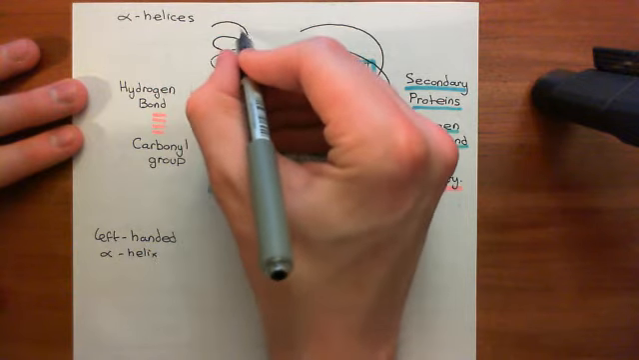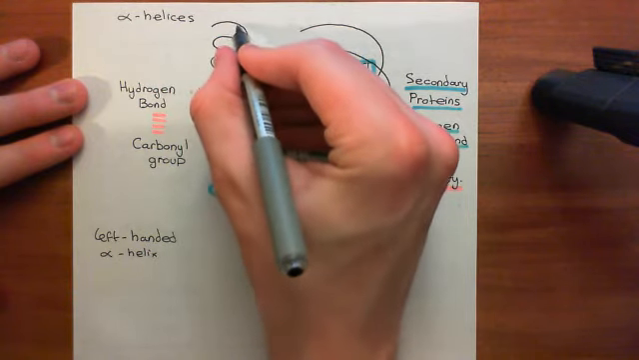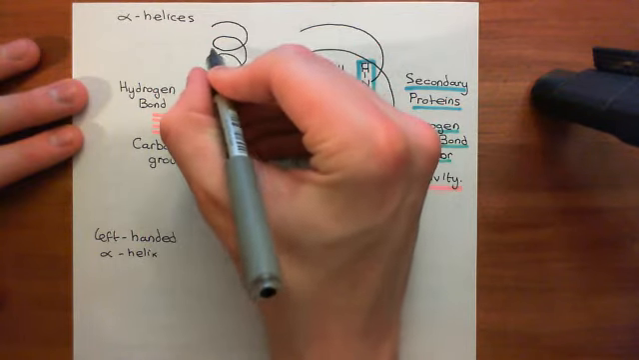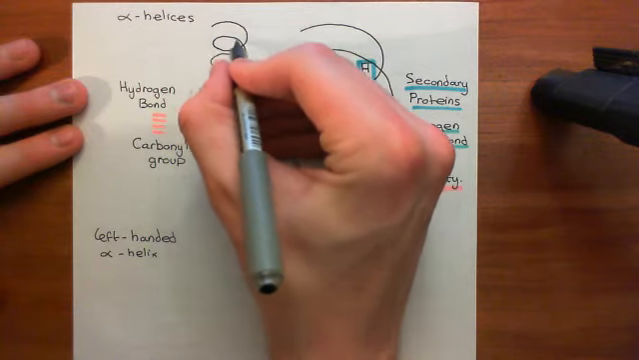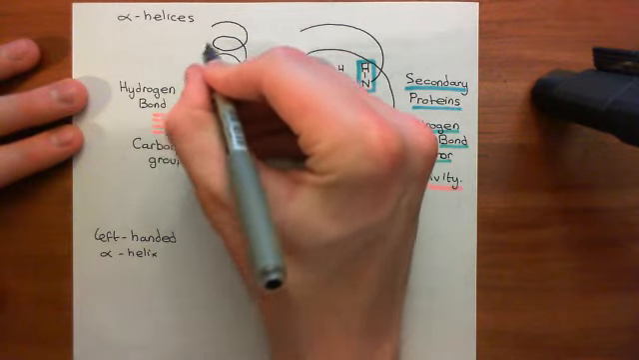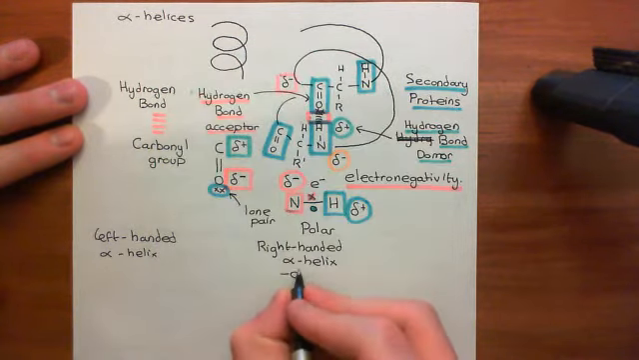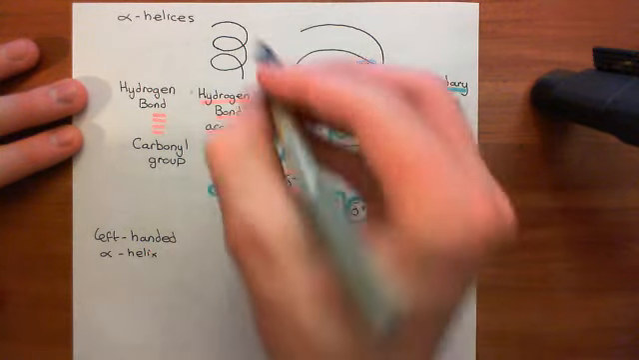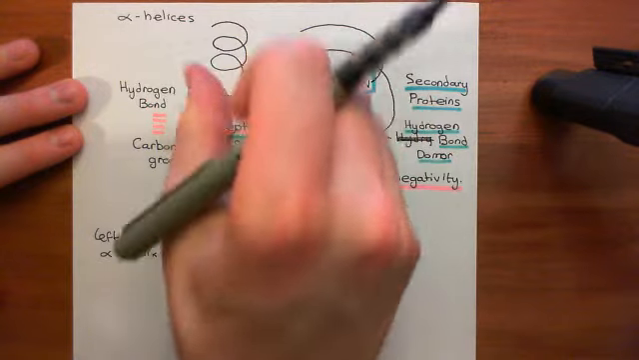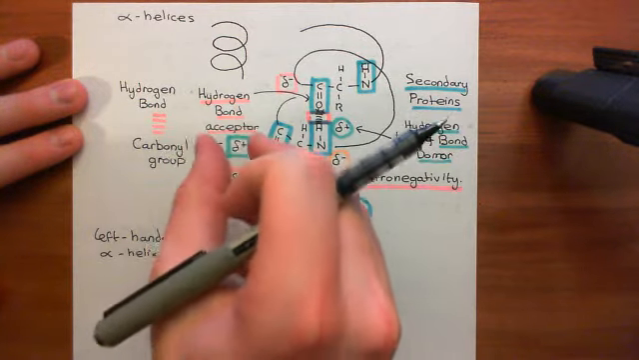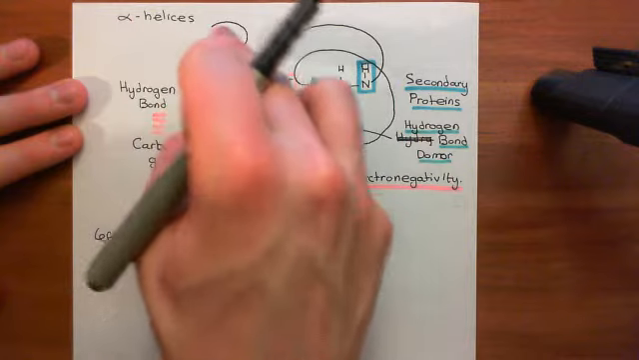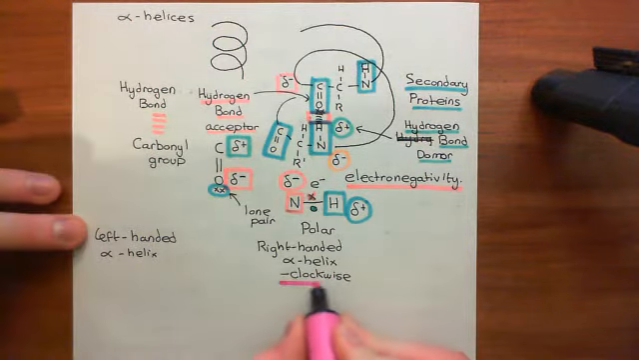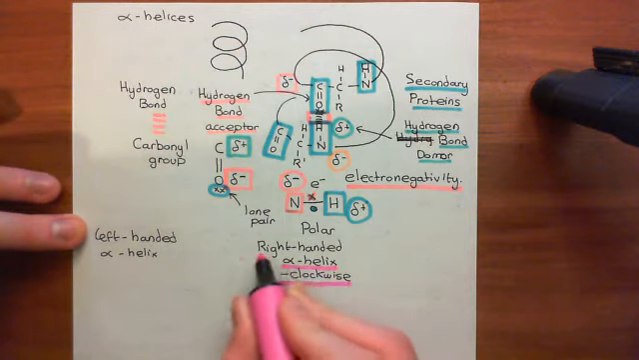Look, we are looping round. At the moment I'm at the back and I'm coming out to the front. Now I'm looping round back to the back. I'm going round in a clockwise direction. So if you orientate your alpha helix so that you have a top and a bottom, one side is at the top and one side is at the bottom, and you work your way from the top to the bottom, you go round in a clockwise direction, then your alpha helix is a right-handed alpha helix.